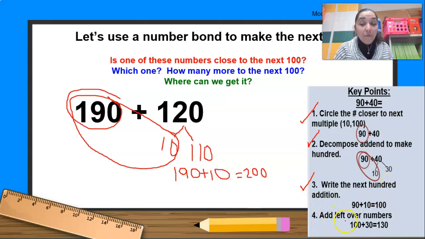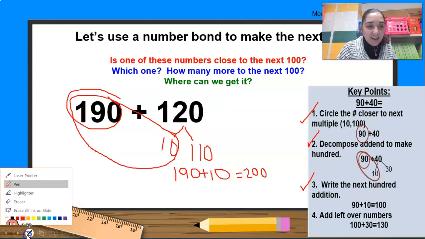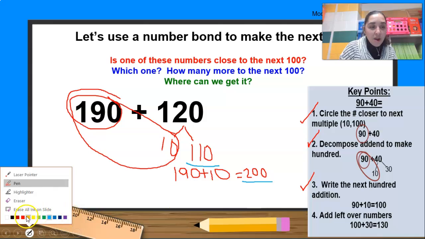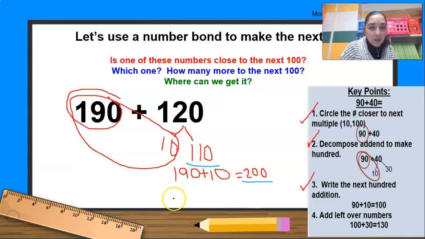Now, key point number 4 is add the parts that are left over. So I'm going to highlight the parts. This part is left over and this part is left over. So I can write 200 plus 110. And what is 200 plus 110, boys and girls?